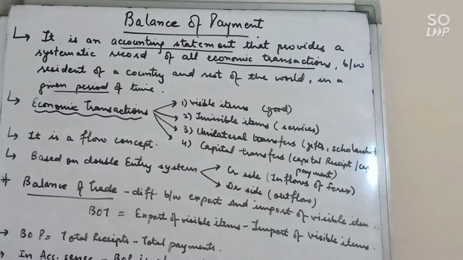Today we are going to start the last unit of macroeconomics, and under this we have two chapters, that is foreign exchange and balance of payment. Today we are going to start the balance of payment chapter.